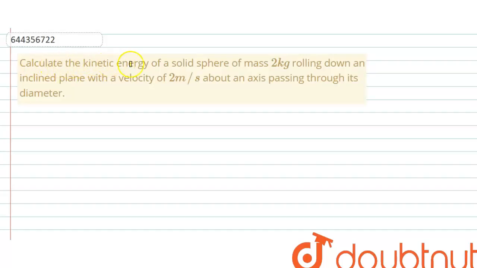Hello everyone, let me explain this question to you. Calculate the kinetic energy of a solid sphere of mass 2 kg rolling down an inclined plane with a velocity of 2 meter per second about an axis passing through its diameter. Okay, so we have to calculate the total kinetic energy of this solid sphere.